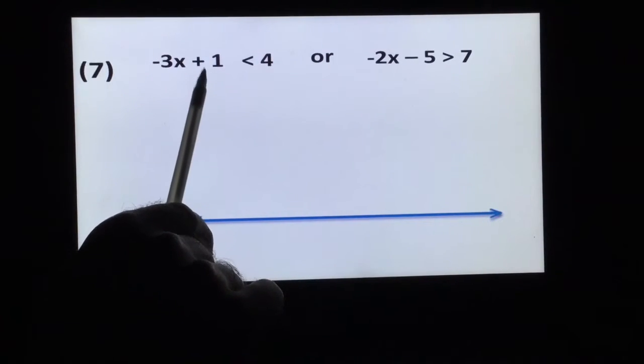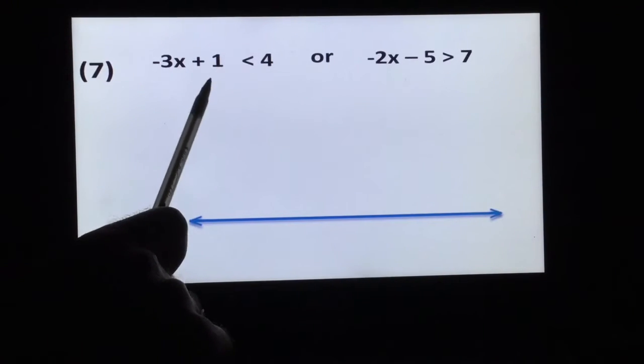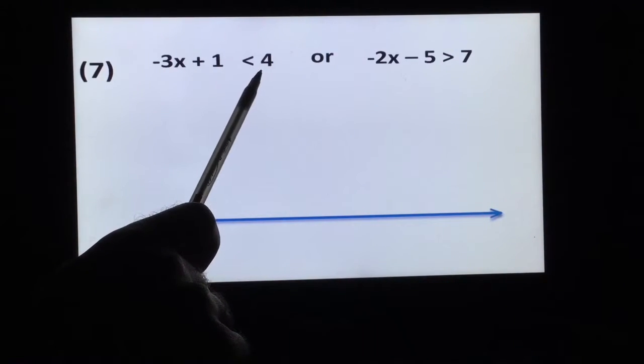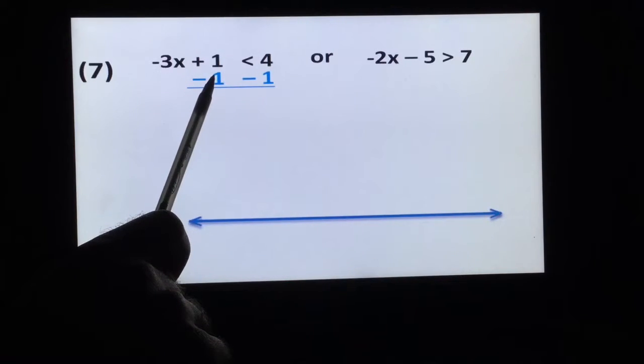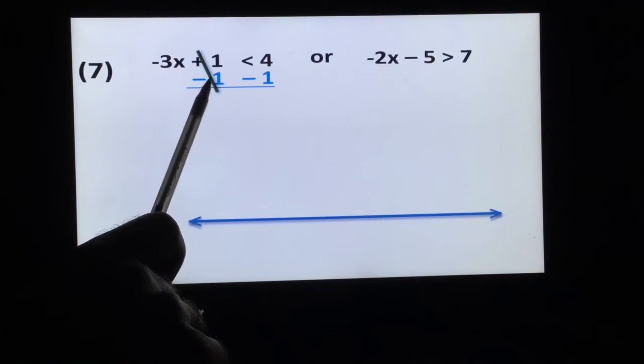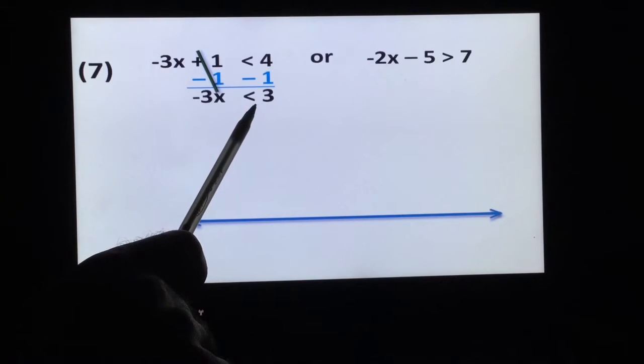Now I'm going to do the first one with you, and then I'm going to let you do the other one on your own, and I'm going to let you graph on your own. Because I have to remind you of something. Now over here, we have negative 3x plus 1 is less than 4. What we need to do is get rid of that 1 first. So let's subtract 1 from both sides. The 1's cancel, and then you wind up getting negative 3x is less than 3.